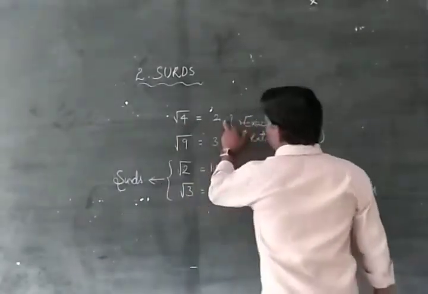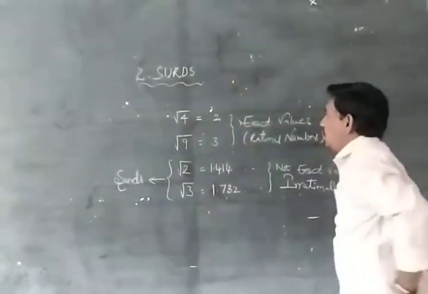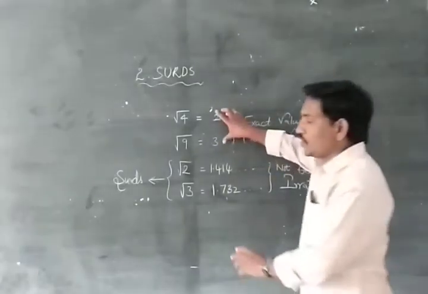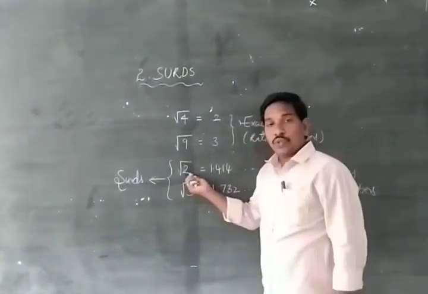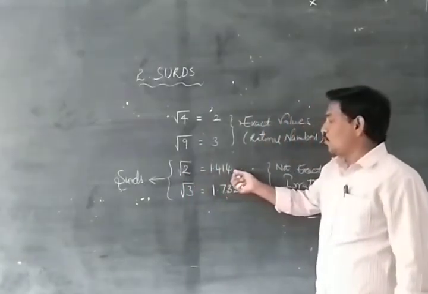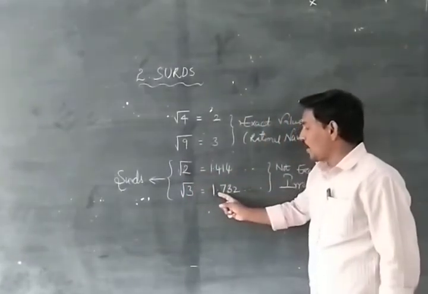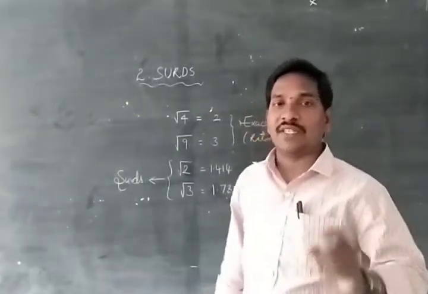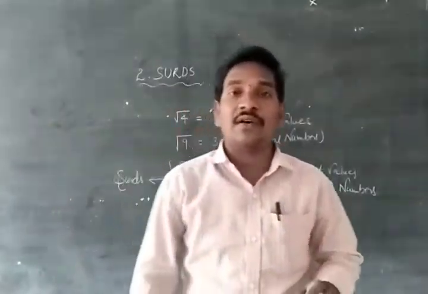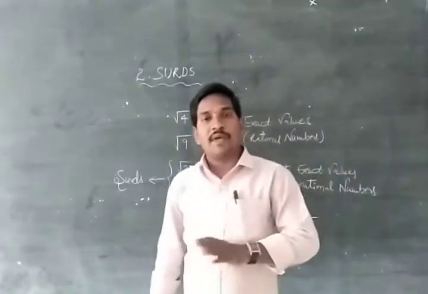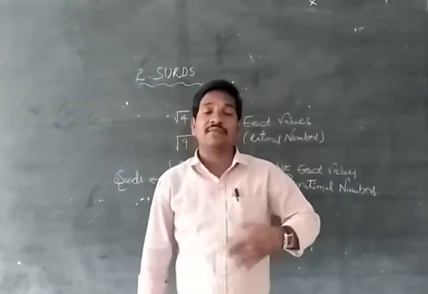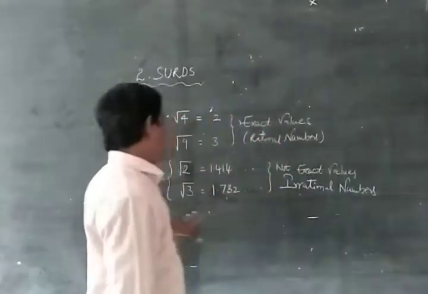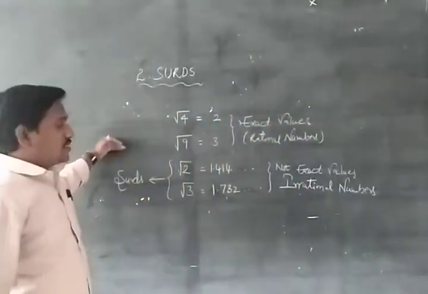Root 4 equals 2, root 9 equals 3. These are exact values and rational. These are not surds. Observe root 2 equals 1.414, root 3 equals 1.732. We have already known about rational numbers and irrational numbers. Which numbers can be written in the form of p by q are rational numbers. Which numbers cannot be written in the form of p by q are called irrational numbers. So these are the surds.